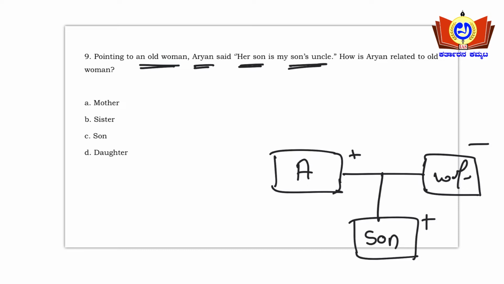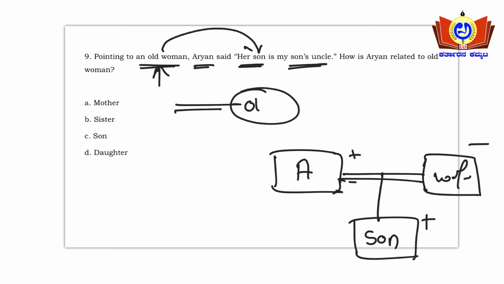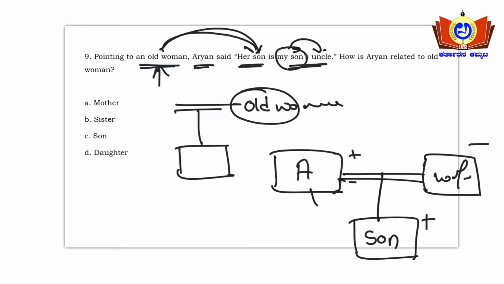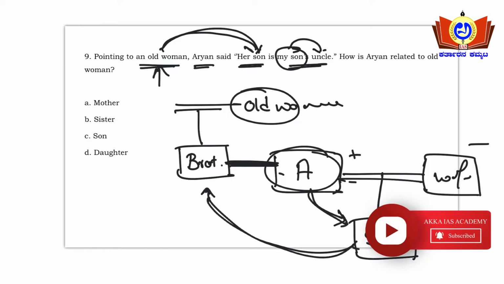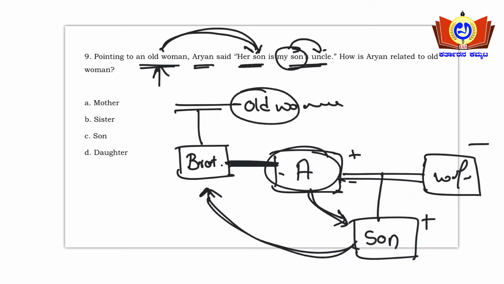So pointing to an old woman, Aryan said, her son means the old woman's son here. So she'll be married here. I shall consider this as the old woman here. The old woman's son is my son's uncle here. My son means Aryan's son is there. So Aryan's son's uncle means actually Aryan and this man will be brothers here. Aryan and his brother. So Aryan's son will have an uncle in Aryan's brother here.